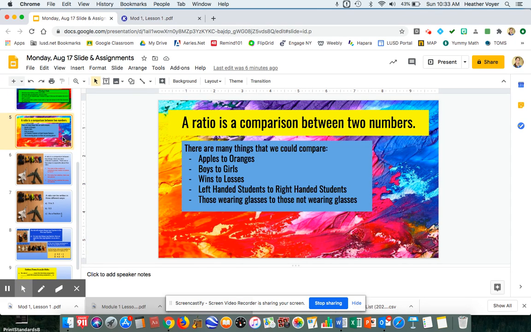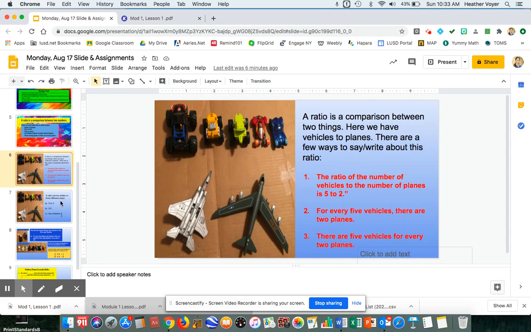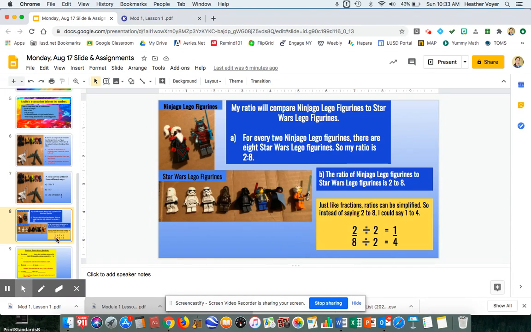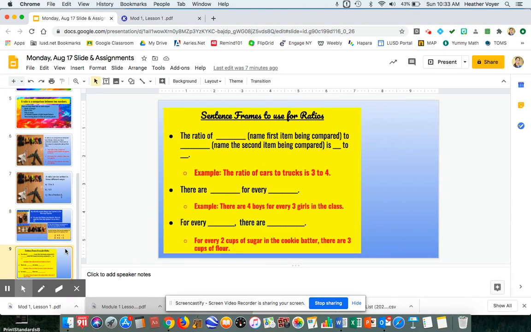We're going to learn about what a ratio is, and I'll go over these slides with you guys. I've also included here the sentence frames, because you are going to be writing sentences about the ratios that we're learning about. So anytime that I need to give you sentence frames or a tool that you're going to be using, I'll put that on our daily slides as well.